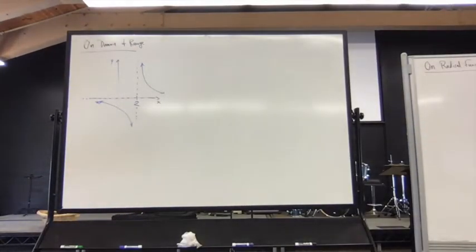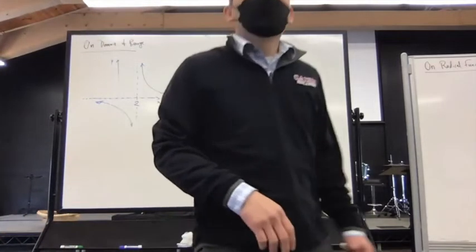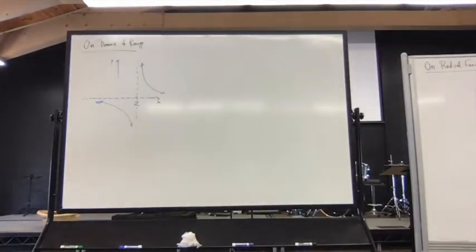How would you, what would you say? Let me quote this part. What would you say the domain is? Just verbally, how would you say what the domain is? What are the x's? Yeah, everything except for 2. What about y's? Everything except for 0. Okay.